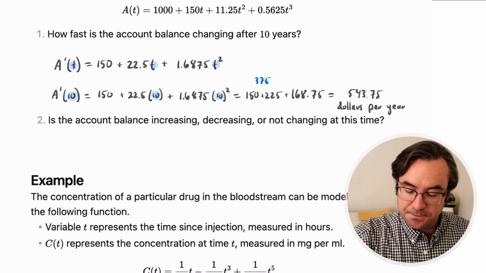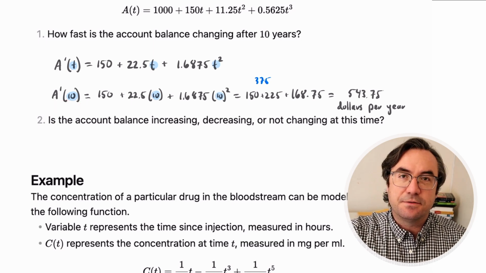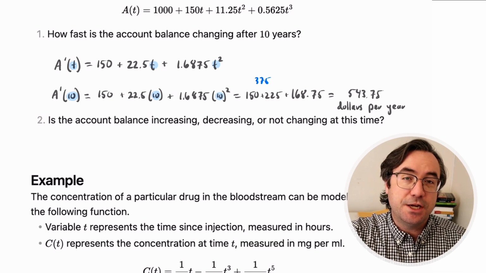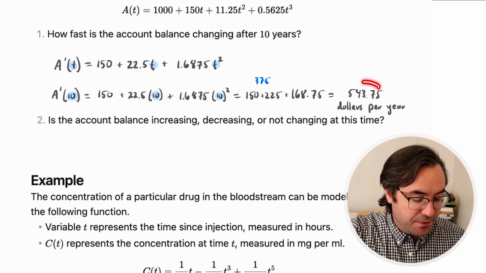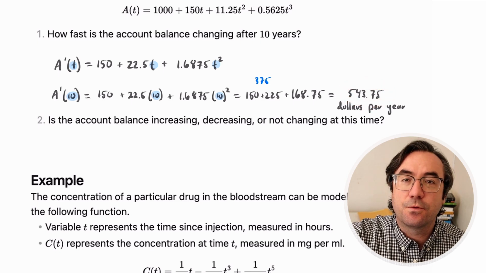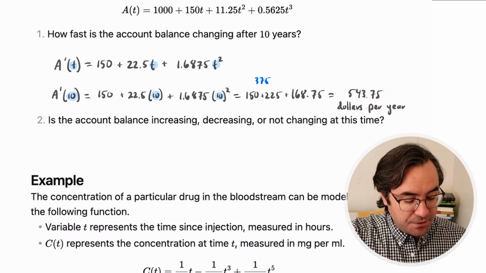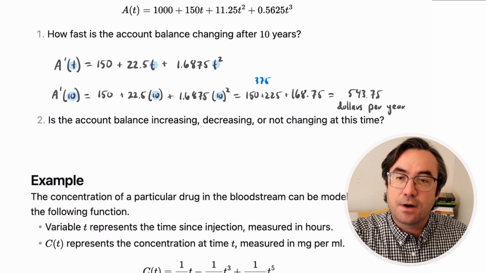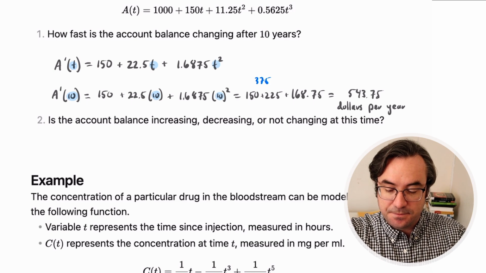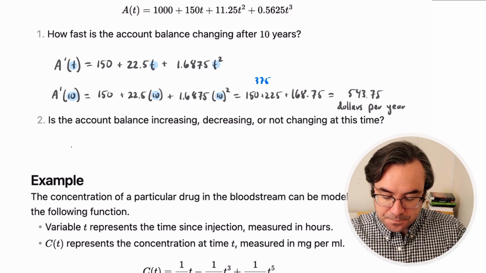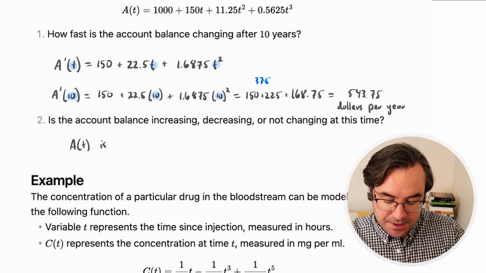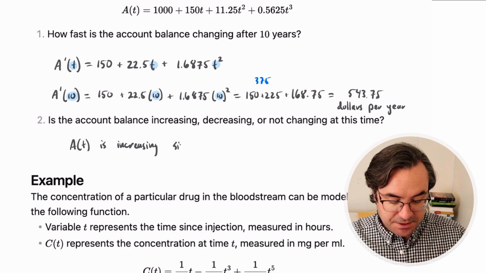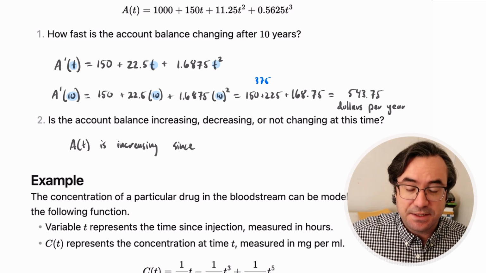So what this is telling us, and let's look at the second part, we want to know: is the account balance increasing, decreasing, or not changing at this time? Well, we found that the derivative value here was 543.75. The fact that this is positive is telling us that our account balance is increasing. So A of t is increasing, since that derivative value is positive.